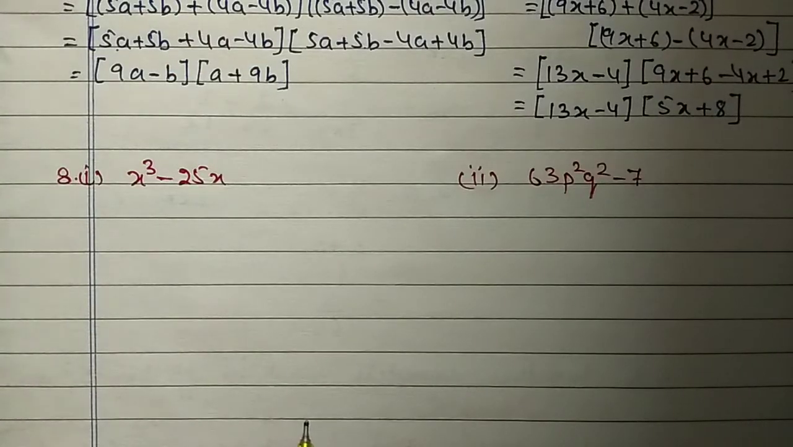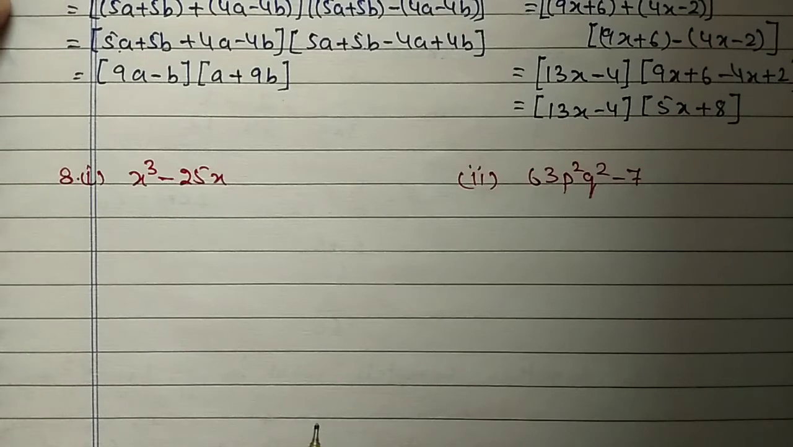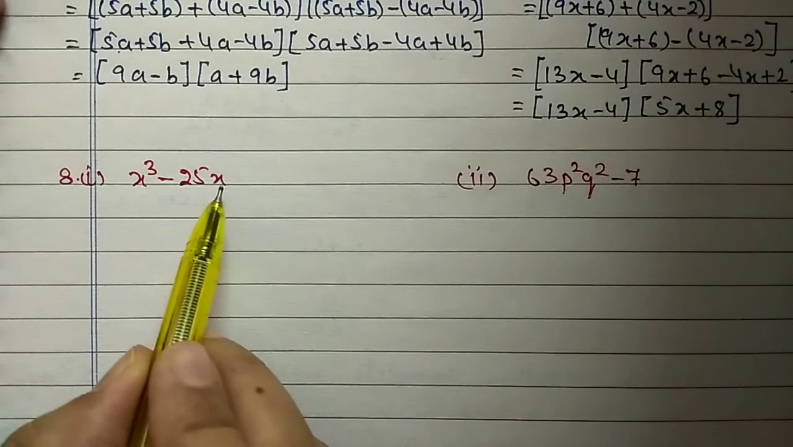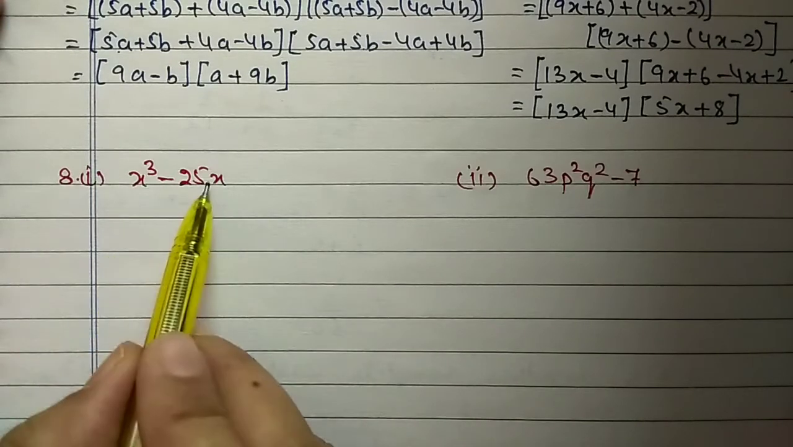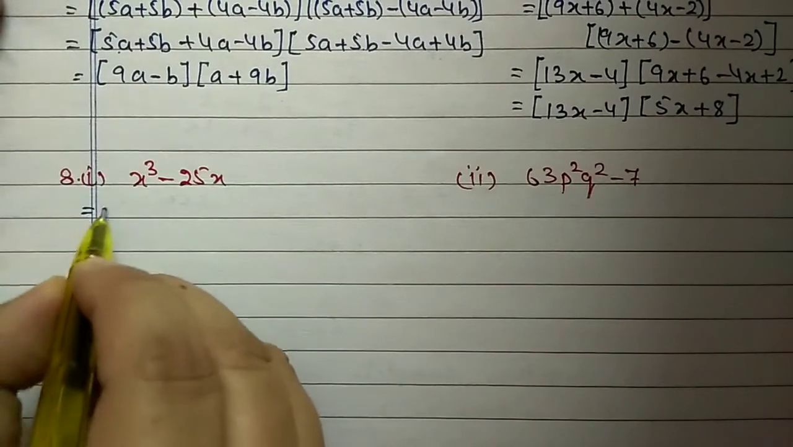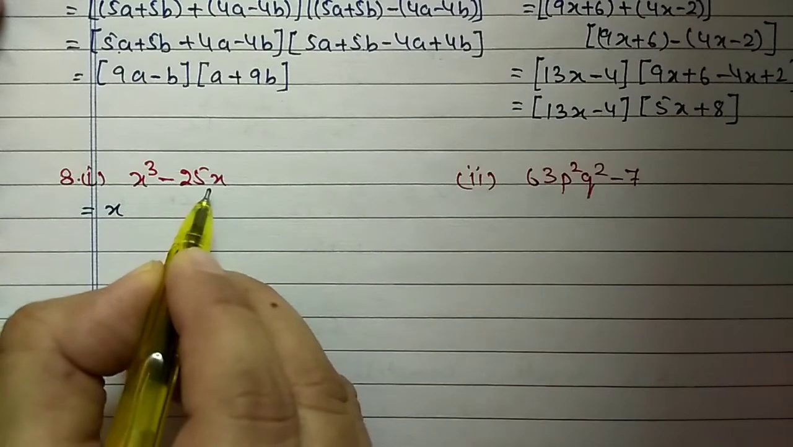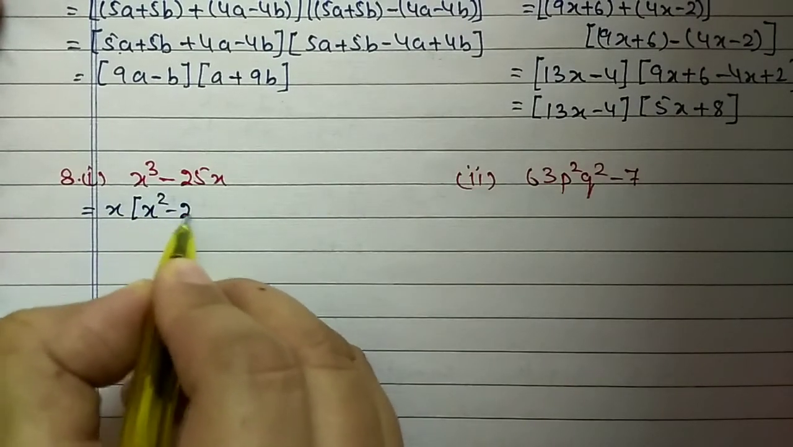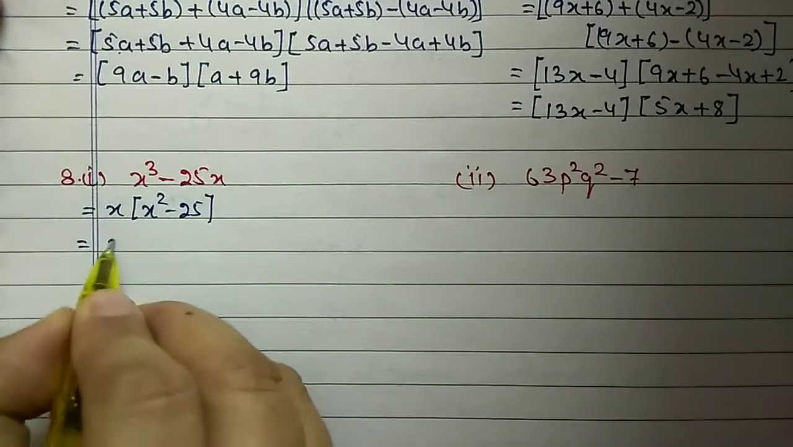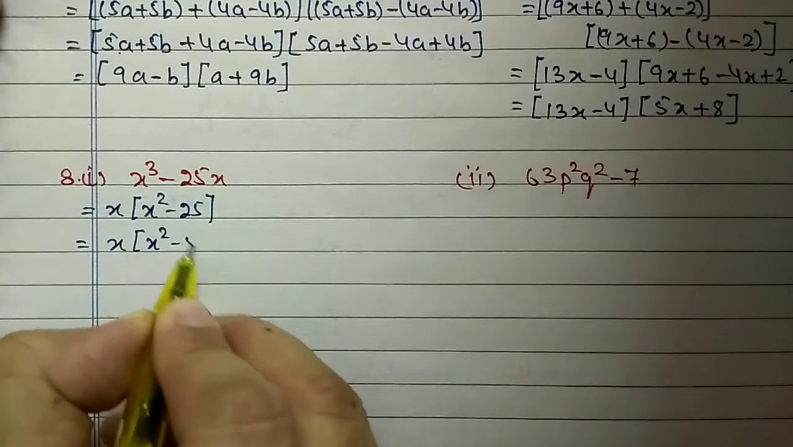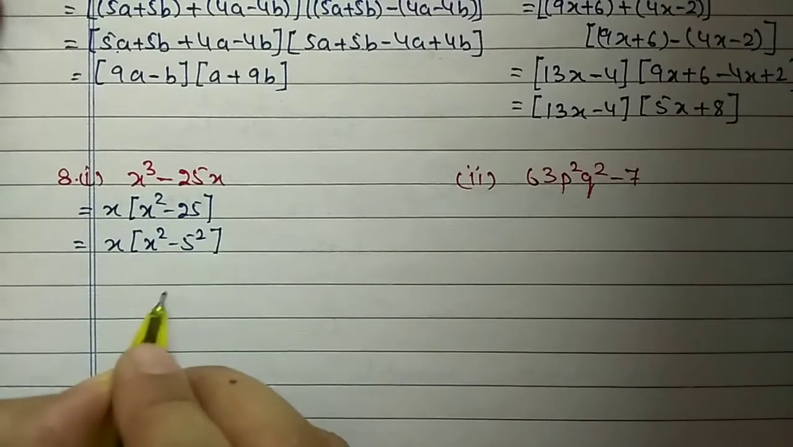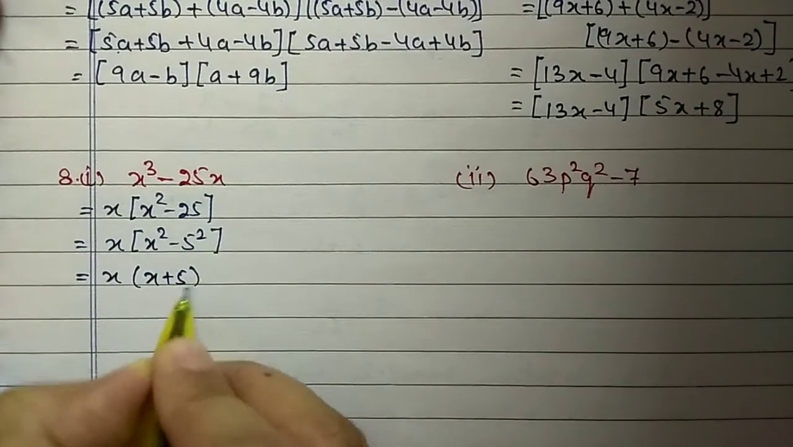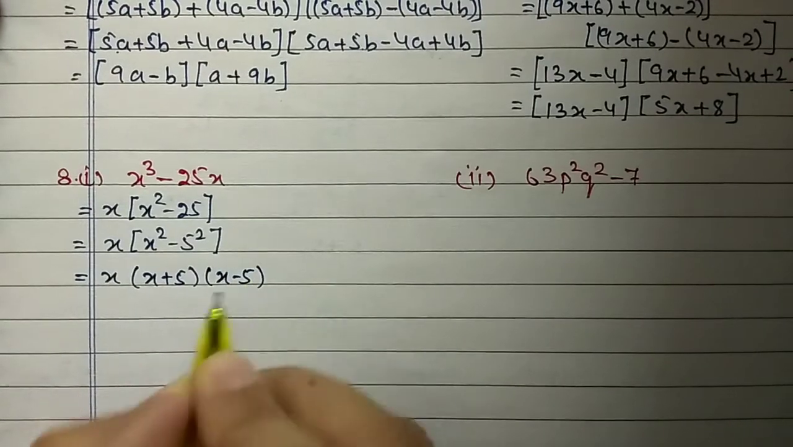Next, question number 8, x³ − 25x. So this is not a perfect square. 25 is a perfect square, but x is not there. So first we have to take x as common, because here we have x³ and here x. So we can take out x as common. Then we have x² − 25. Now we can write it as x² − 5². You can use the formula (a + b)(a − b). So x(x + 5)(x − 5).